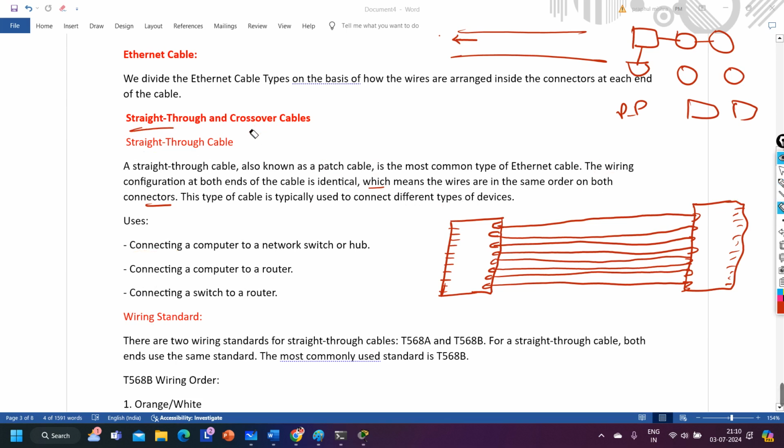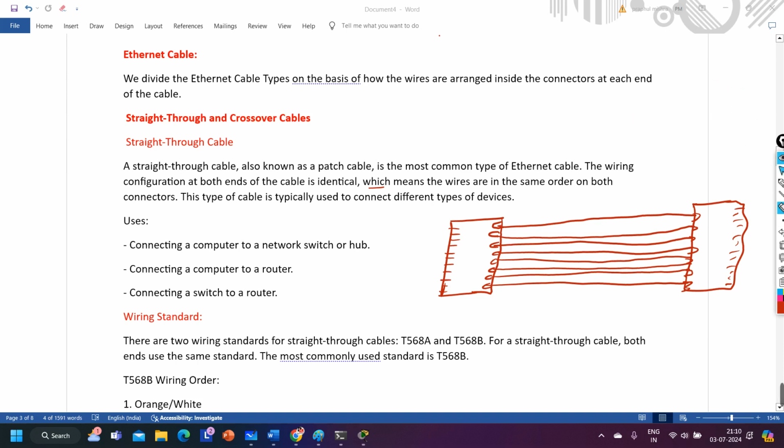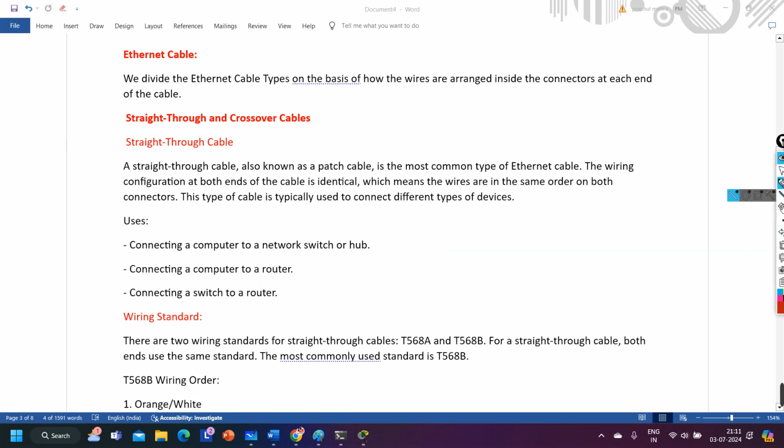Yeah, color code is also there. Let me show you color coding as well. If there is no color coding, brother, how will you get to know which wire is the first wire, which wire is the second wire? Yes or no? So color coding is required. So before discussing that, let me discuss this point, the wiring standard first, then we will talk about the color coding. Okay.